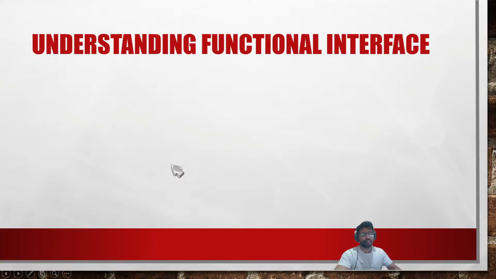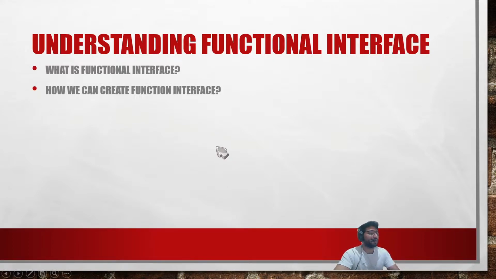So let's understand functional interface. So first question is, what is a functional interface? Any interface having only one single abstract method is known as a functional interface. It doesn't have more than one abstract method, and it can't have less than one. So an interface should have one abstract method. Then only that interface is considered a functional interface.